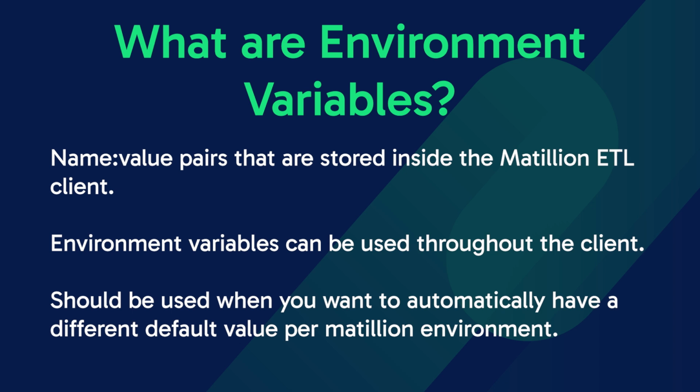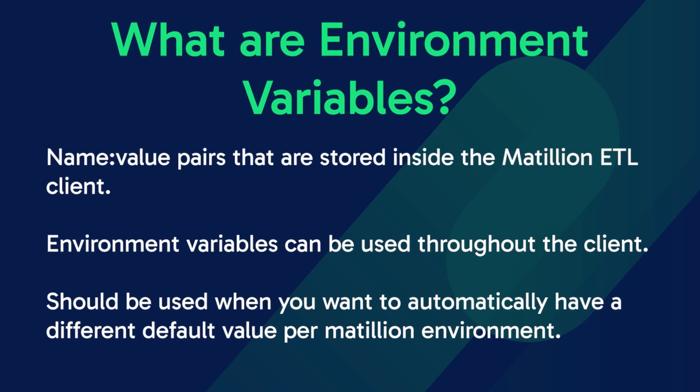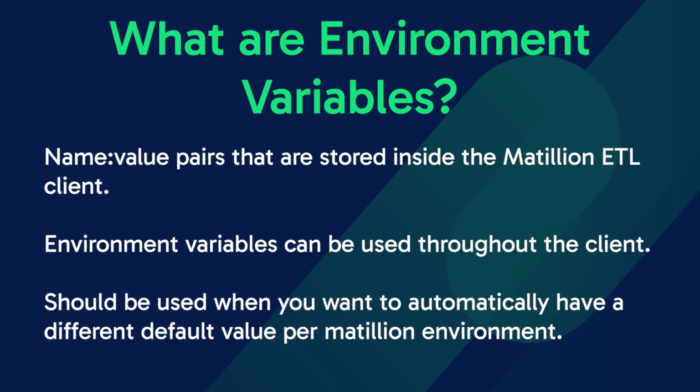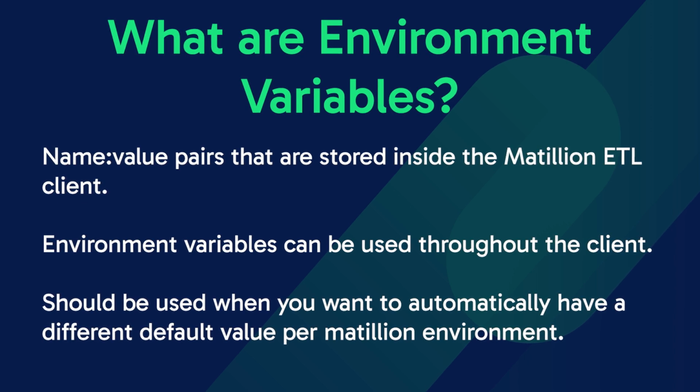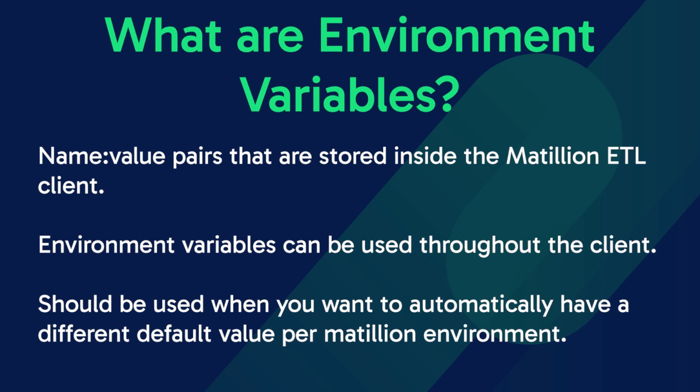Environment variables are name-value pairs that are stored inside the Matillion ETL client and can be defined or redefined by the user. Unlike job variables, environment variables can be used throughout the client, in configurations, and in all jobs through many components. Environment variables should be used when you want to automatically have a different default value per Matillion environment.